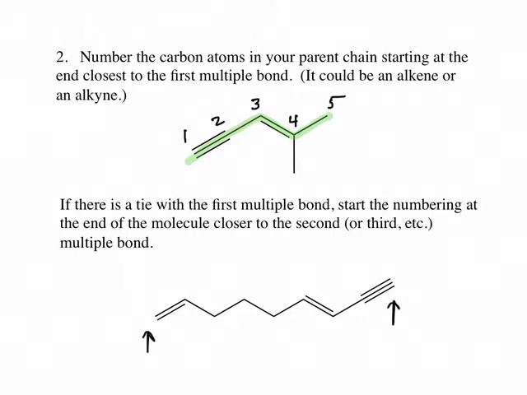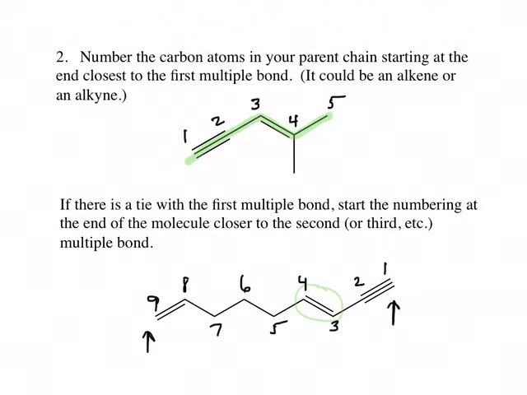And so what you do is very consistent with what we've done before: you go in further. You start numbering at the end of the molecule closer to the second multiple bond. If that doesn't break the tie, keep going into the third. You just keep going in, trying to keep everything lowest possible numbers. So you can see that right here we have a double bond closer to the triple bond end. And so that is where we're going to be starting our numbering, at the triple bond. So this will be 1, 2, 3, 4, 5, 6, 7, 8, and 9.